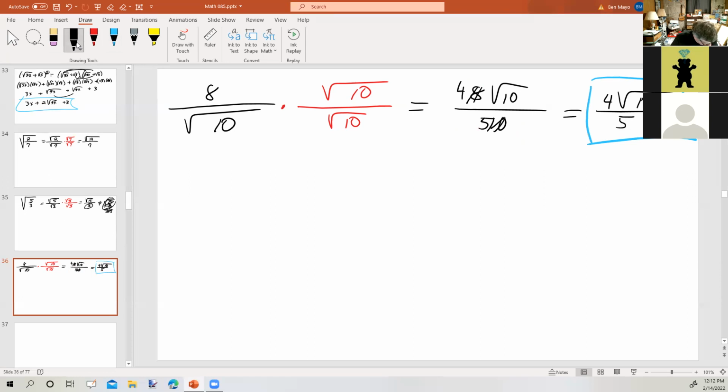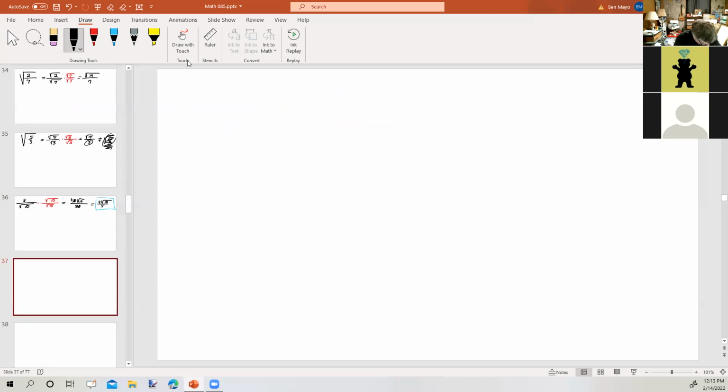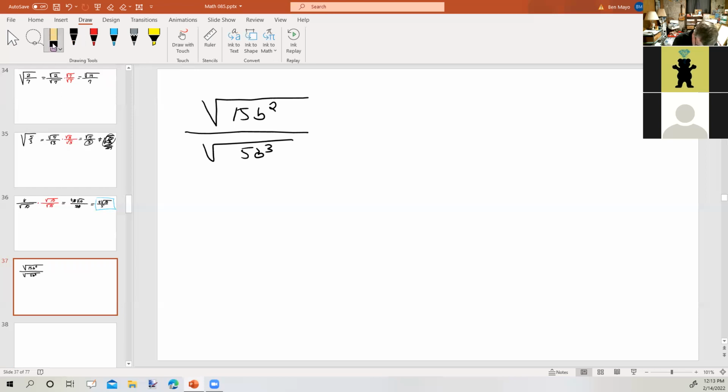Okay, let's see here. Rationalize each denominator. All variables represent real numbers. So I don't have to worry about absolute value bars. I've got the square root of 15b squared over the square root of 5b cubed. Now, there are a couple of different ways I can go about this problem, and I'm going to explore them just to show you what's possible.